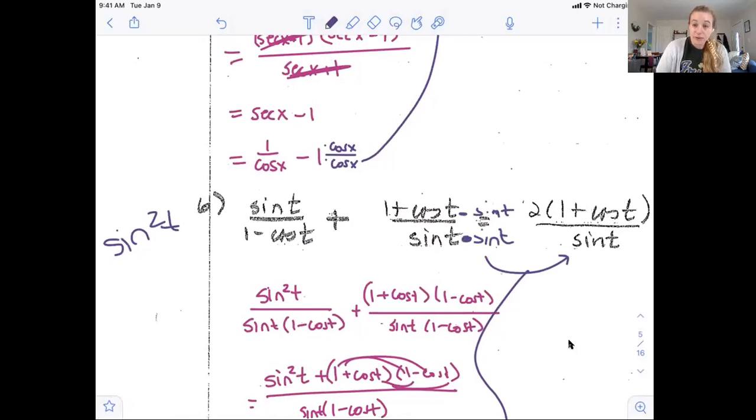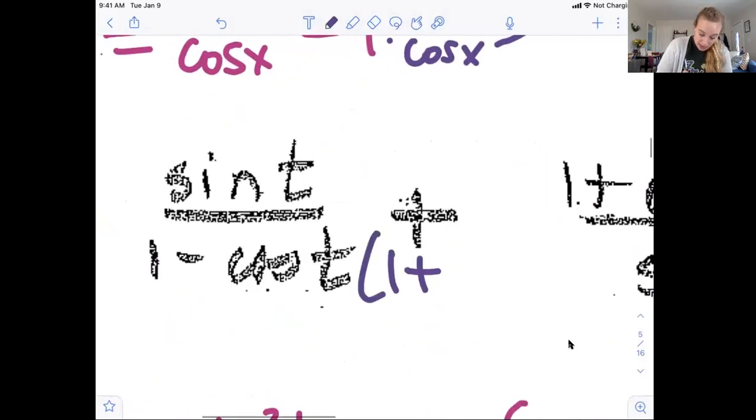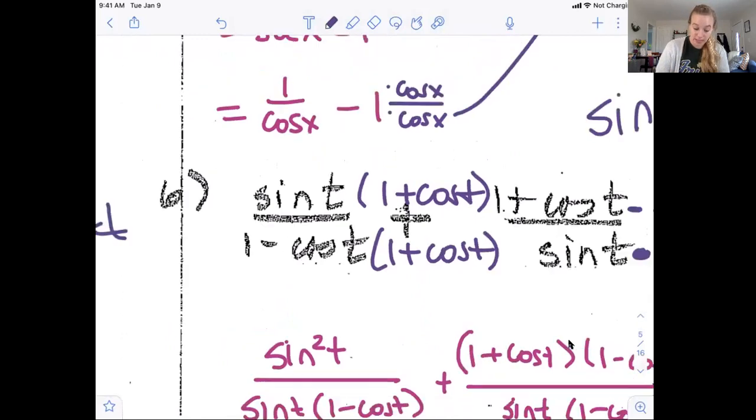However, for the first one, I need to remember that sine squared is the same thing as 1 minus cosine squared. And like we've just done the last few problems, 1 minus cosine squared is the same thing as 1 plus cosine, 1 minus cosine. I'm still using my difference of squares through the last 3 or 4 problems. And so instead of multiplying by the opposite denominator, if I multiply 1 plus cosine on top and bottom here, I'm going to get 1 minus cosine squared, which we also know as sine squared.